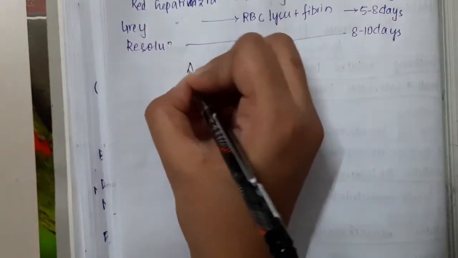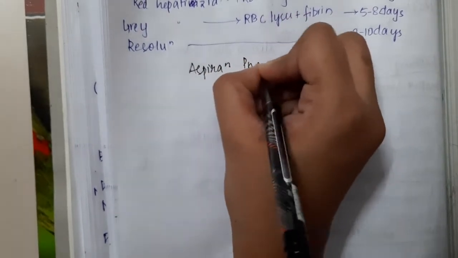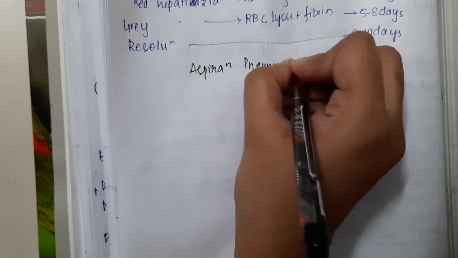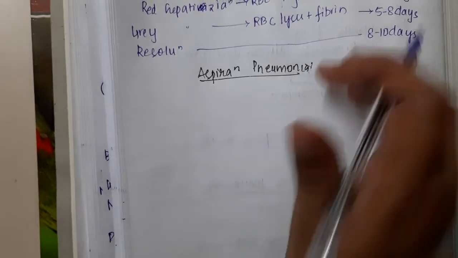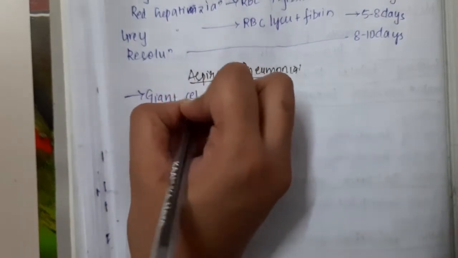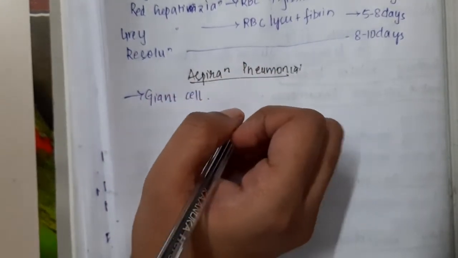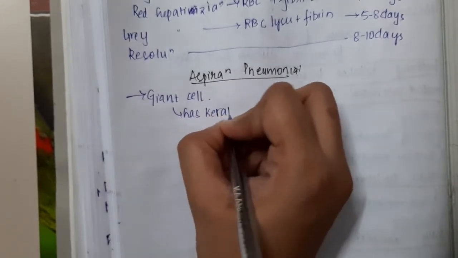Friends, let us now learn about one-liners on aspiration pneumonia. As the name says, aspiration. Whenever a person aspirates either a food particle, foreign body, or meconium, that will lead to an inflammatory response. In the inflammatory response, giant cell formation is seen, and this giant cell has keratin filaments in the cytoplasm.